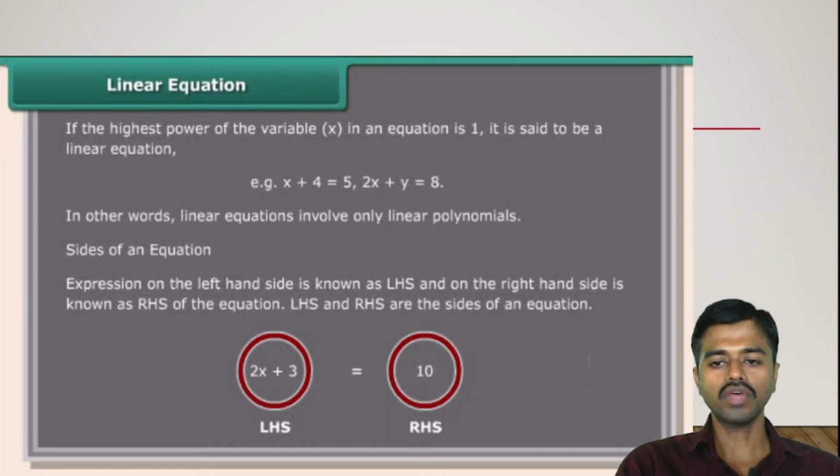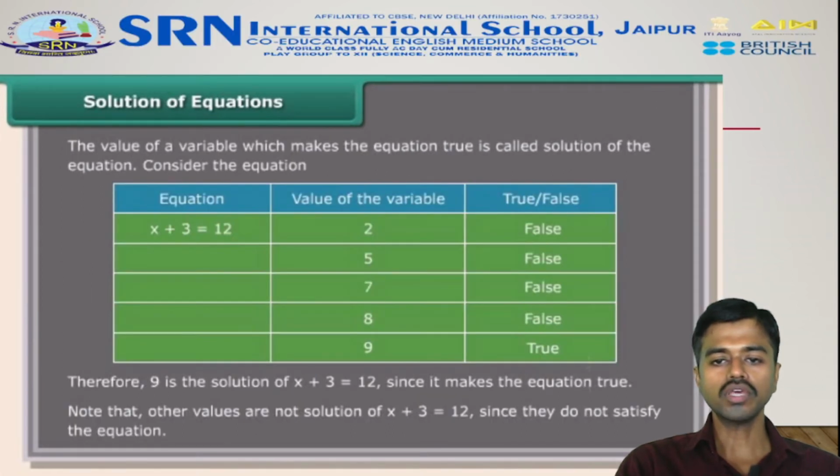So here we have an expression 2x plus 3 is equal to 10. In LHS we are having 2x plus 3 and RHS we are having 10. So the value of LHS will be equal to RHS. So for that we need to find the value of x. So here we have another expression, x plus 3 is equal to 12. So we need to find the value of x. There are some options available. We need to find whether the options are correct or incorrect. So here we have x plus 3 is equal to 12, so x will be equal to 9. So last option is true.